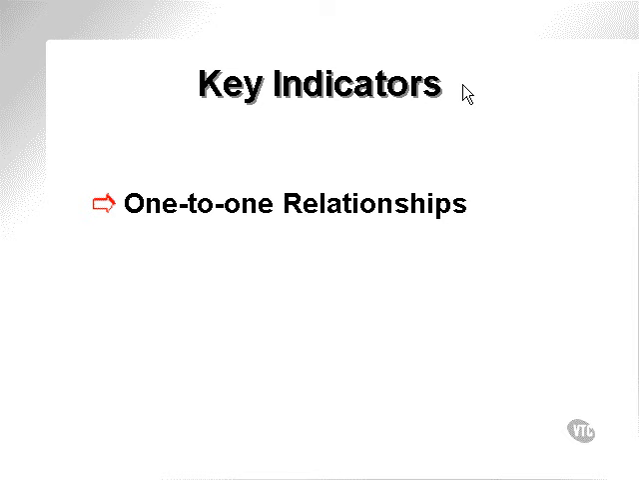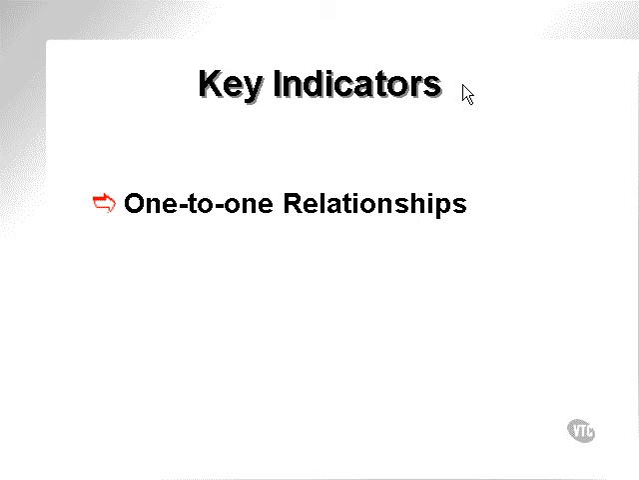Key indicators. What are key indicators? Key indicators in this situation are things that are indicative of an over-normalized database that may require denormalization to help speed up its performance. All I'm going to do at this stage is just mention what they are.